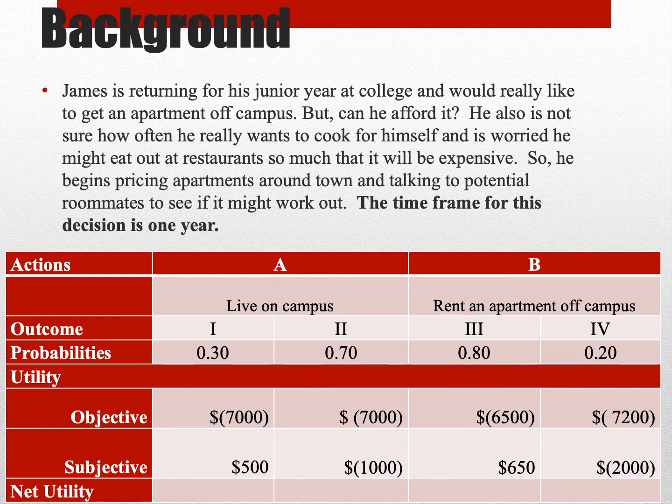So we have two different actions. We have action A, which is to live on campus, and action B, which is to rent an apartment off campus. And then we have 4 different outcomes. And with those outcomes, James has assigned different probabilities. We then have our objective and subjective utility, and then we'll calculate our net utility. Okay. So the next slide will now describe the outcomes.